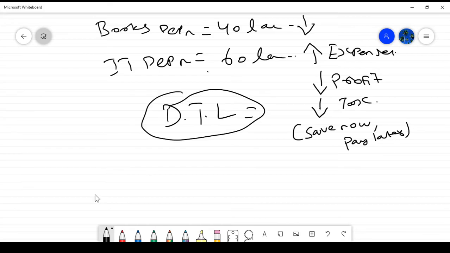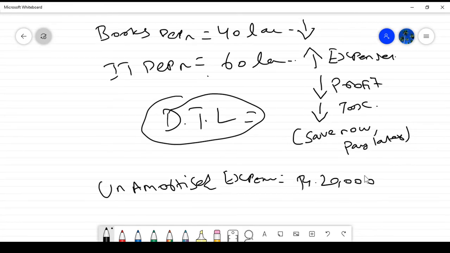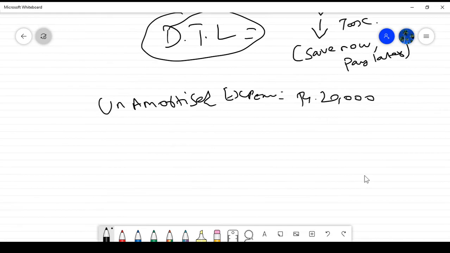Second item, unamortized expenses, rupees 20,000. What is the meaning of unamortized expenses? This expenses will be treated as an expense over the period in Income Tax Act. You got it on what I am saying? This expenses is treated as an expense over the period in Income Tax Act.